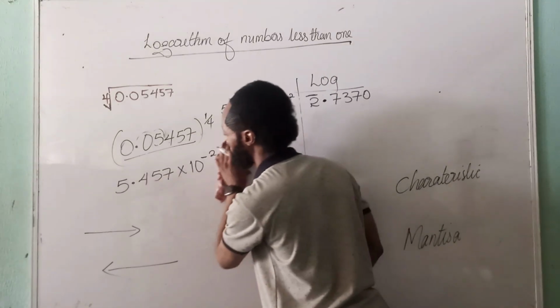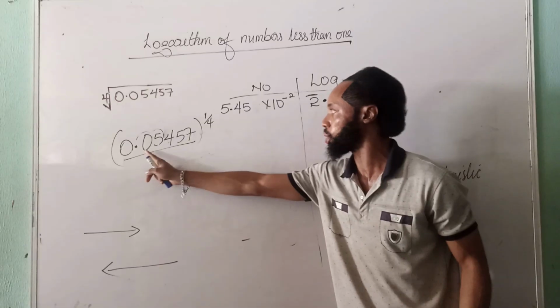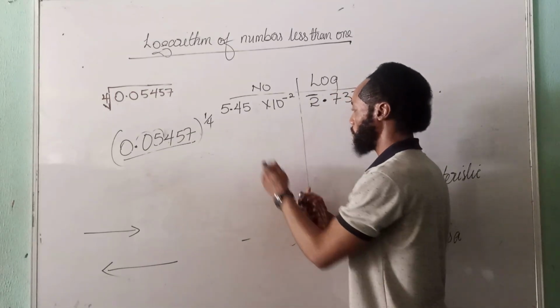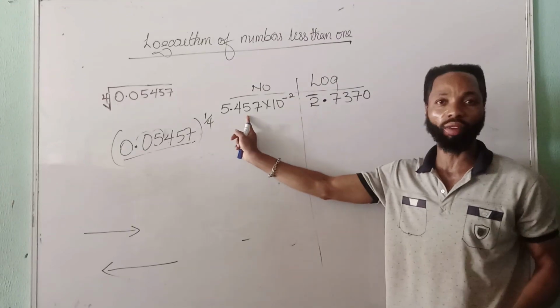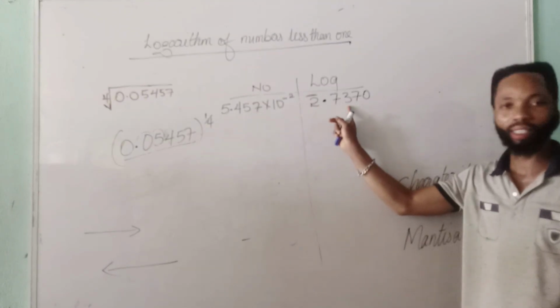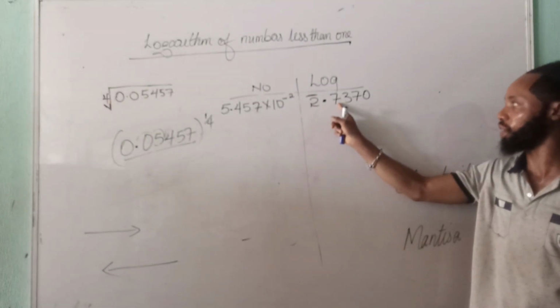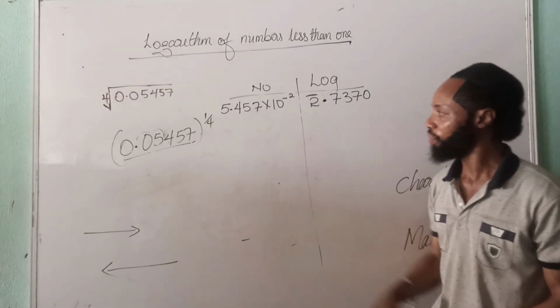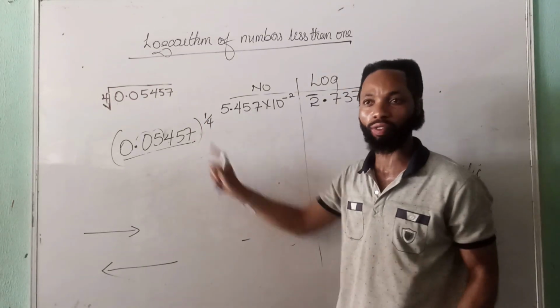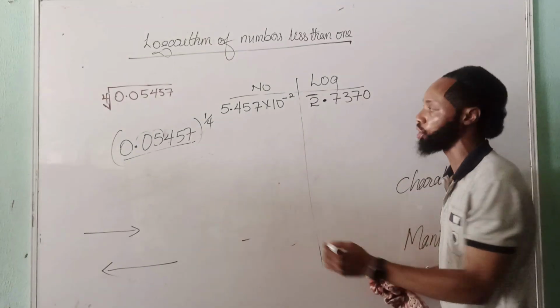So I want to rub this off. So we have solved this one. Solving for this, we got this. So the value of this in number is this other value of bar 2.7370. That's what we've got. Then the next phase is, remember, it is raised to power 1 over 4. So we're going to take that into consideration.